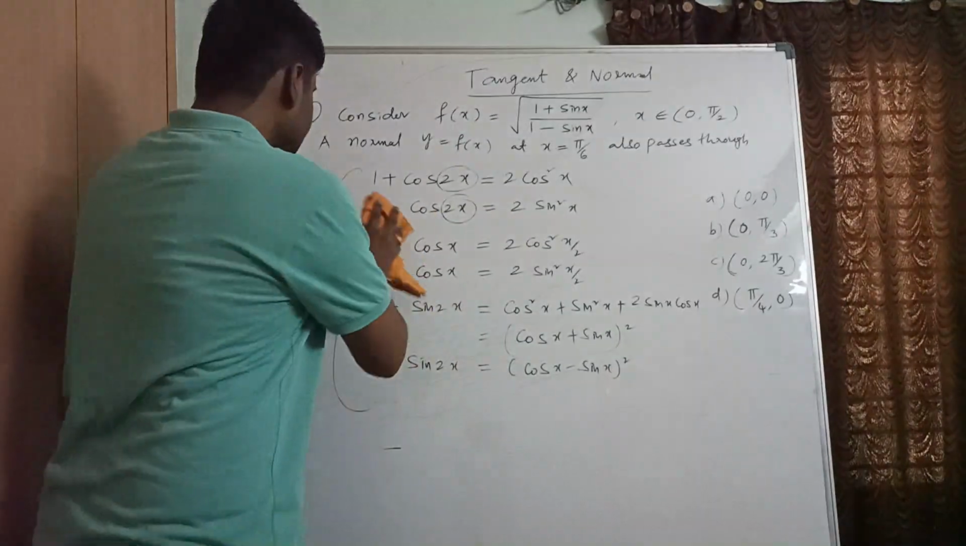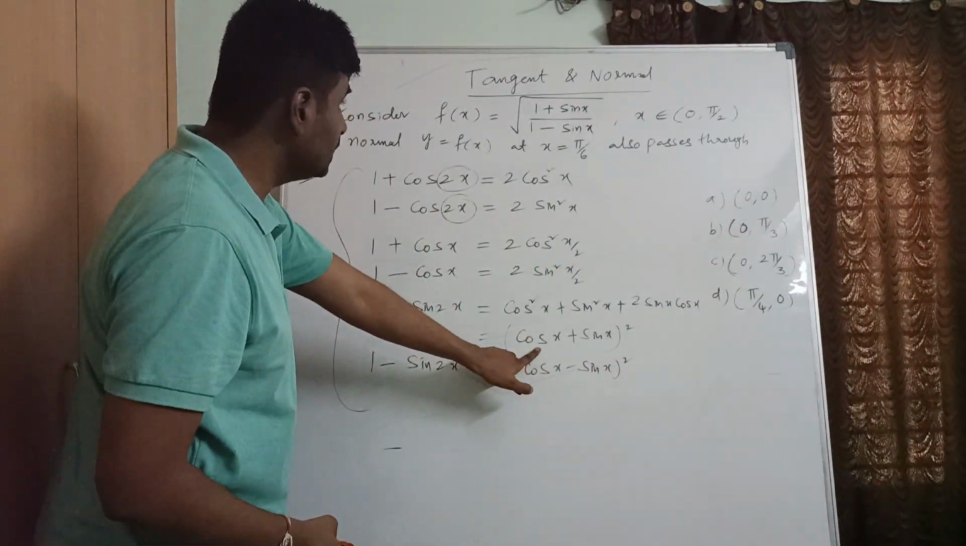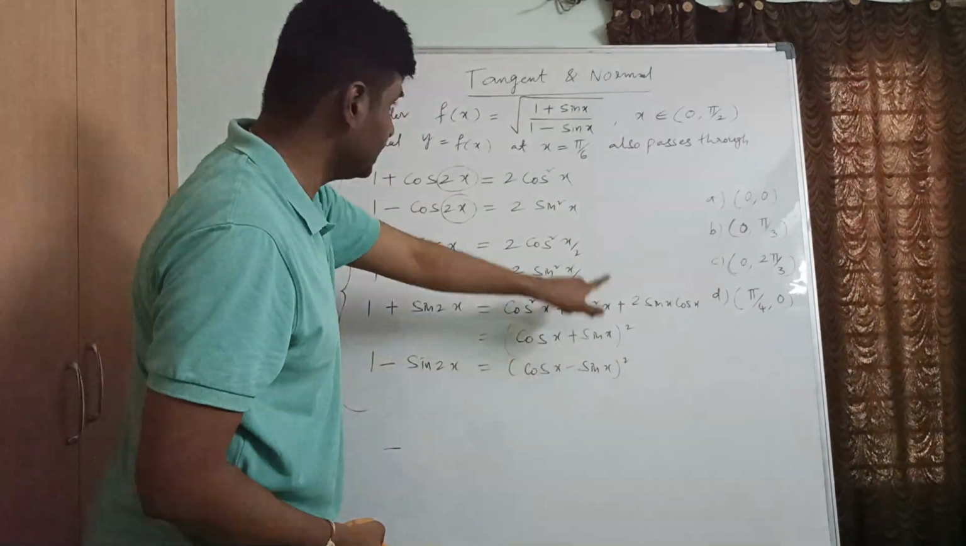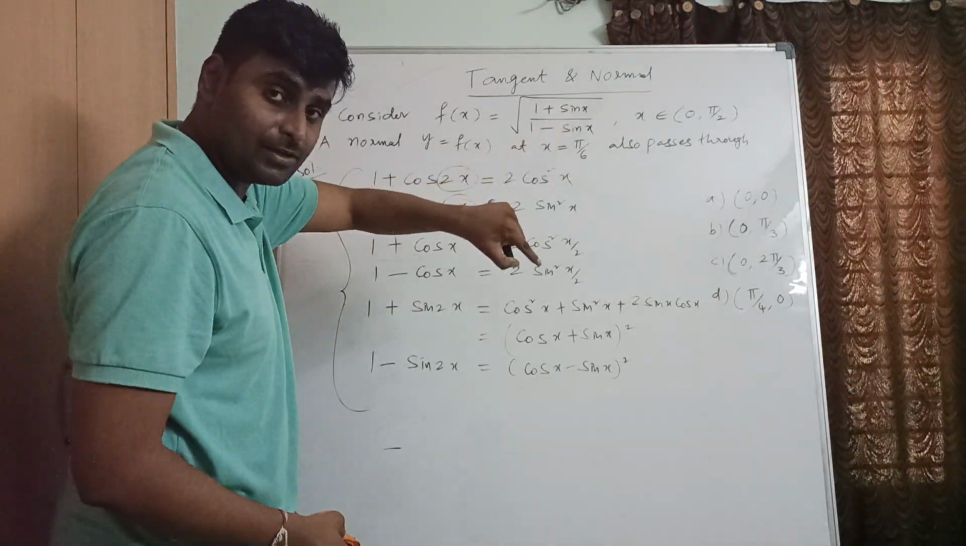Now I'm going to erase this. So this formula we are going to use. Here 1 plus sin x is (cos x by 2 plus sin x by 2) whole square, and down, (cos x by 2 minus sin x by 2) whole square.